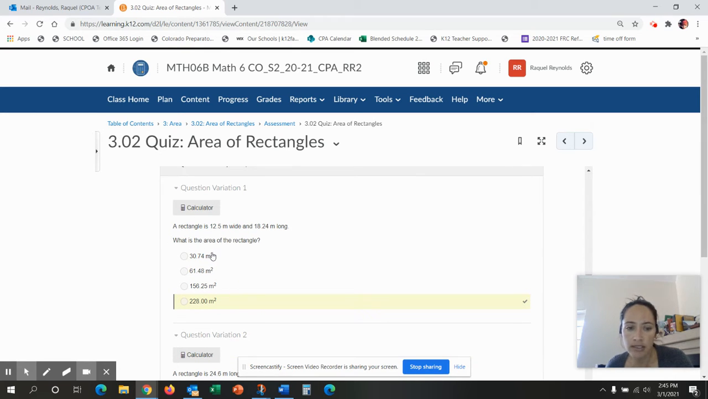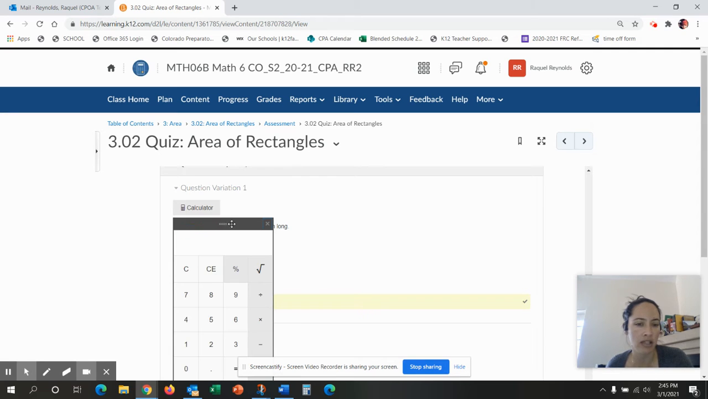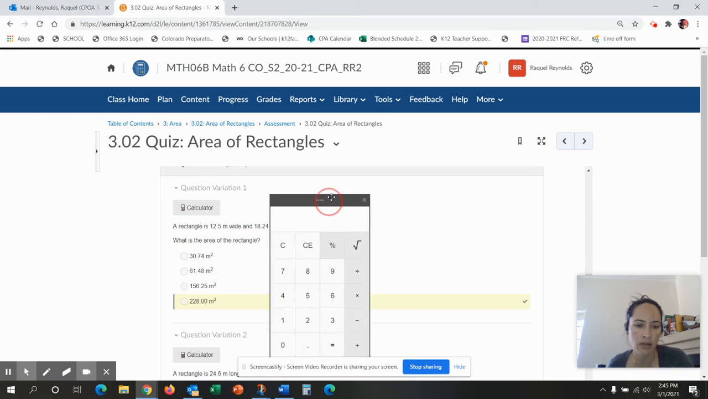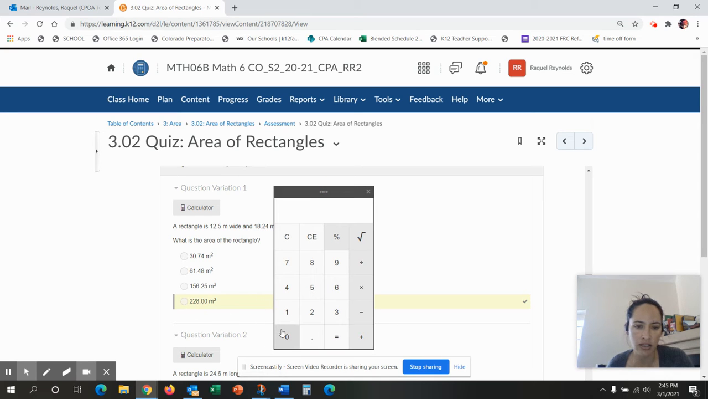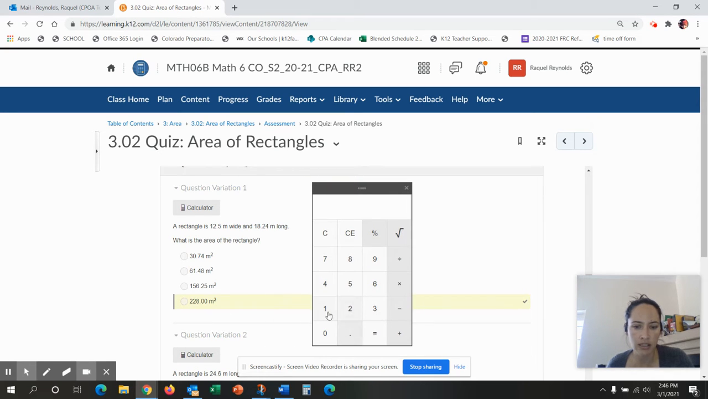A rectangle's area is length times width or base times height. So if it's 12.5 meters wide by 8 and 24 hundredths of a meter long, there's a lovely calculator button. So let's just follow it. How did they get this answer? Well, according to this, it's 12.5 times 18.24, 12 and 5 tenths, and 18 and 24 hundredths equals right there.